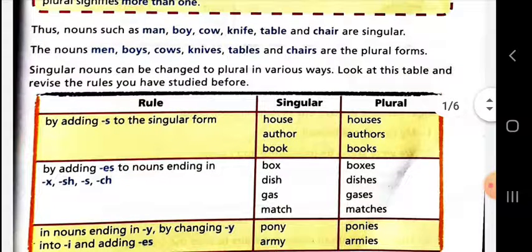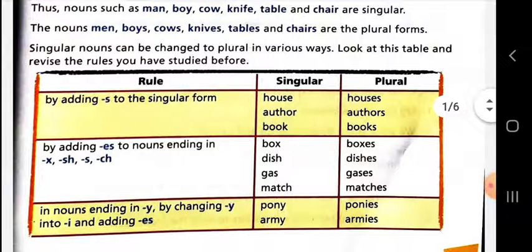And now I am going to tell you the rules for how you can change a noun from singular to plural. Some rules are given here. You need to be focused. First rule: most nouns you can change into plural by adding s at the end. For example, house, you need to add only s, houses; author, authors; book, books. That means you have to add s at the end of these singular forms, then you will get the plural.